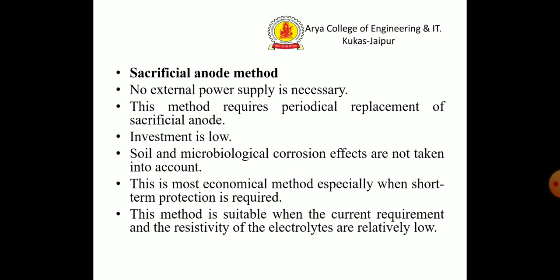The next is the difference between the sacrificial anodic method and the impressed current method. In the sacrificial anodic method, first, no external power supply is required, and the second difference is this method requires periodical replacement of the sacrificial anode. In this method, investment is low. Soil and microbiological corrosion effects are not taken into account. This is the most economical method when short-term protection is required. This method is suitable when the current requirement and the resistivity of the electrolyte are low.